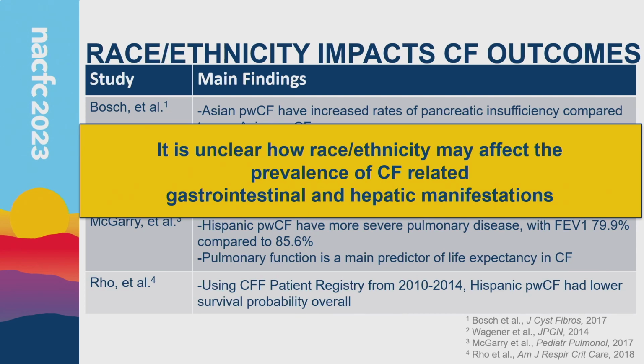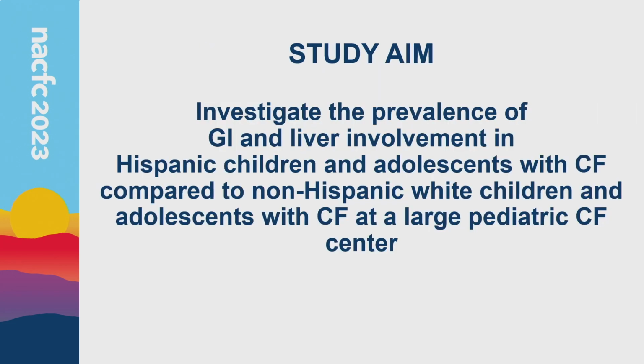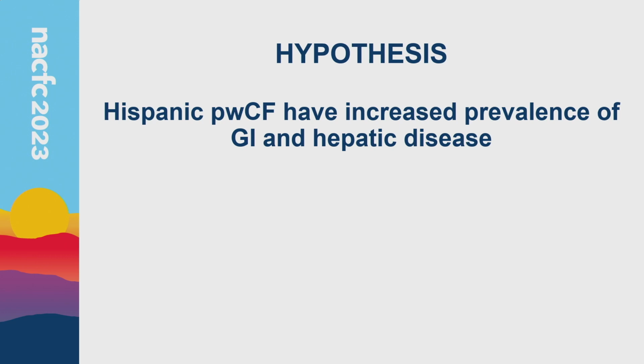But still, it is unclear how race and ethnicity may affect the prevalence of CF-related GI and hepatic manifestations. So this led to the aim of our study, which was to investigate the prevalence of GI and liver involvement in Hispanic children and adolescents with CF compared to non-Hispanic white children and adolescents with CF at a large pediatric CF center. And we hypothesized that Hispanic people with CF were more likely to have GI and hepatic disease compared to non-Hispanic white children with CF.